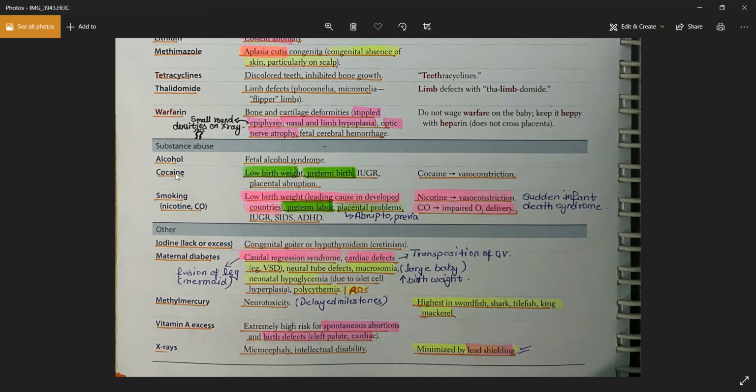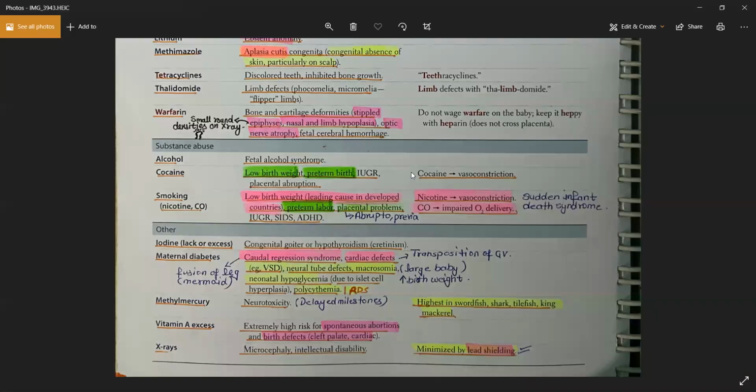With cocaine, you can have low birth weight, and premature birth can also happen. Because of the cocaine, you can have vasoconstriction. And when the vasoconstriction happens, you cannot have oxygen and other nutrients supplied to the fetus, right? And that's why the patient will be low birth weight. Malnutrition can happen in fetal life also. Preterm birth can happen because of this loss of blood supply.